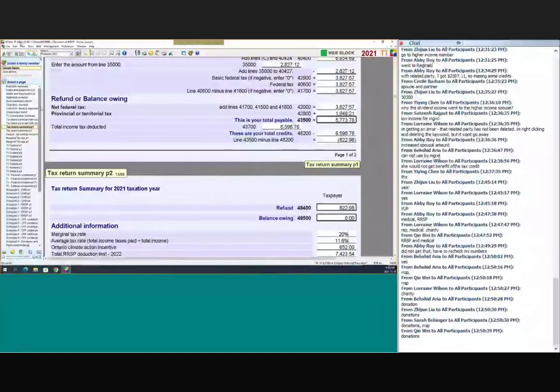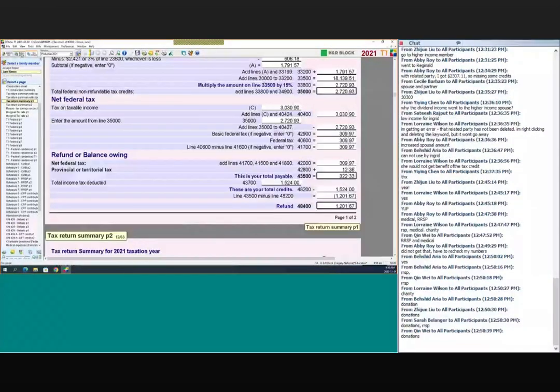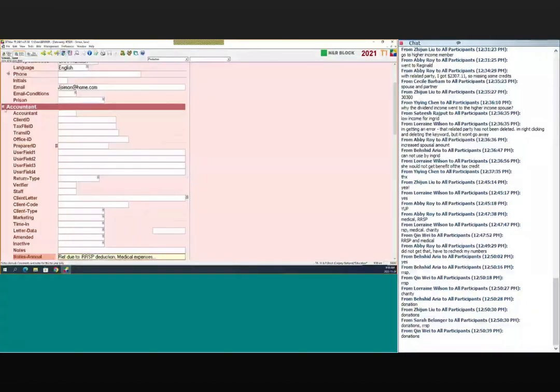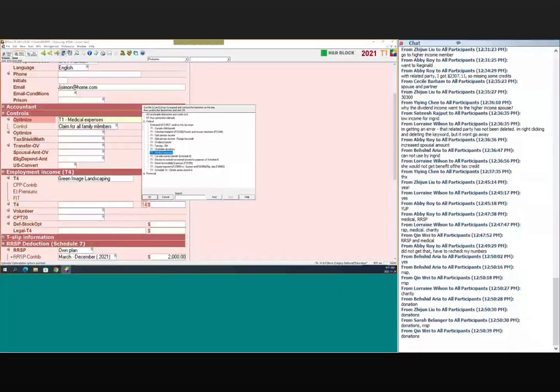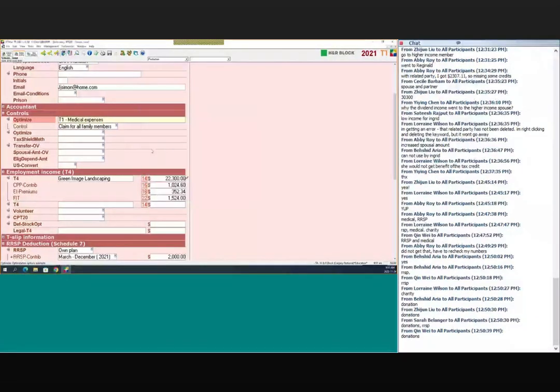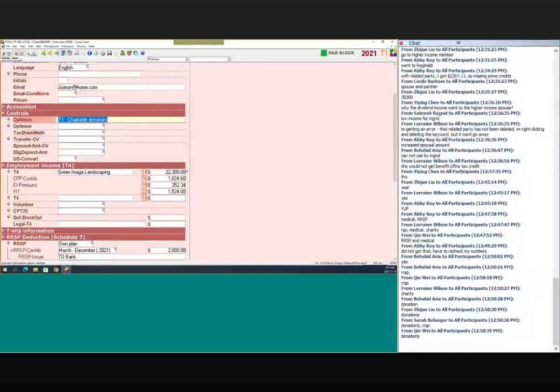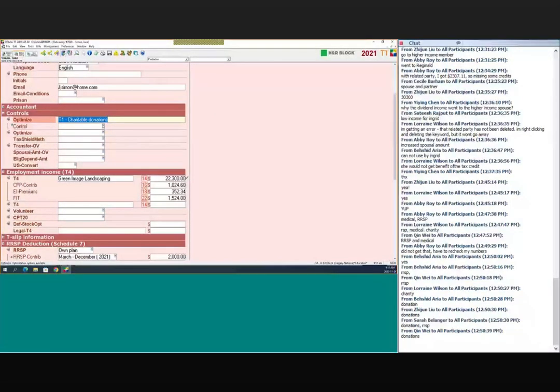But I just want to show you what would happen. I'm going to go to Jane's return, and I'm going to go to the controls, and instead of medical, I don't need medical, I'm going to click on here and select charitable donations. I'm going to change it. And then what is the control? Okay, that's fine. Jane's going to select all of them.